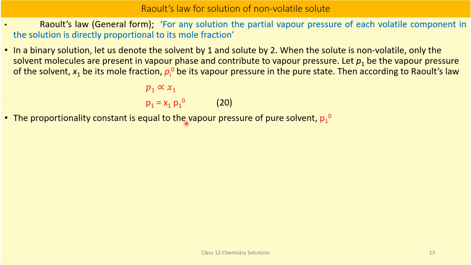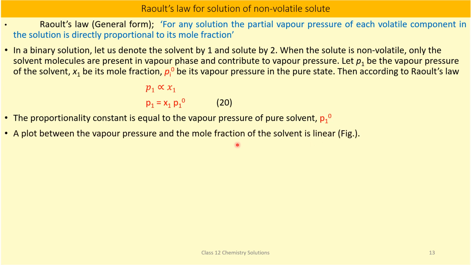Let it be equation 20. This proportionality constant is equal to the vapor pressure of the pure solvent, P1 naught. So a plot between the vapor pressure and mole fraction of solvent is linear, as shown in the figure. If we plot mole fraction X along the x-axis and vapor pressure along the y-axis, then the graph is a straight line inclined at some angle. The vapor pressure of pure solvent is here.